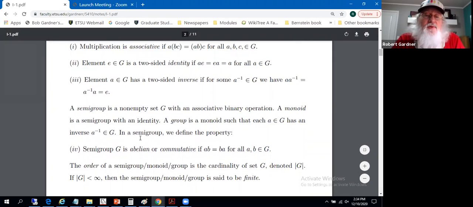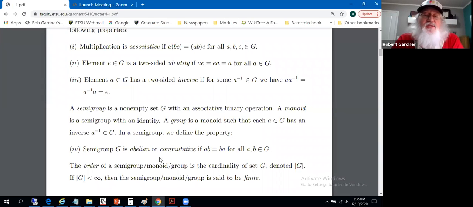In a semigroup, and they're defining this in a semigroup, and groups and monoids are both kinds of semigroups with additional properties, so this applies to all of these structures. A semigroup G is abelian or commutative if A times B equals B times A for all A and B. So we've got commutativity with respect to the binary operation. We'll probably more often use the term abelian. That is an abelian semigroup, an abelian monoid, or an abelian group.